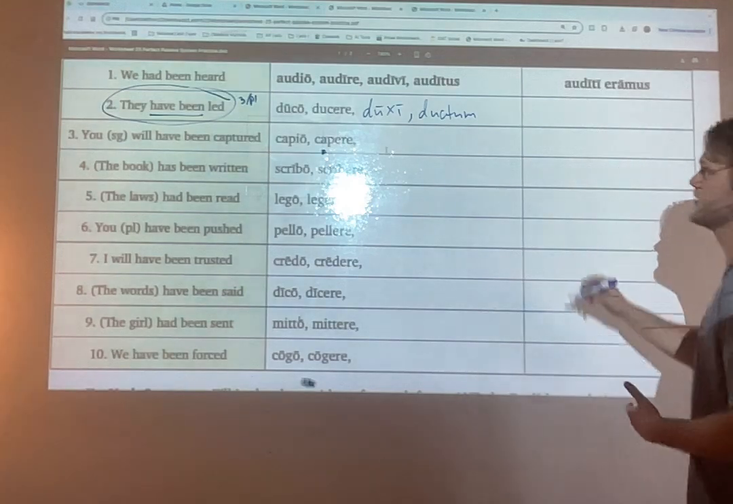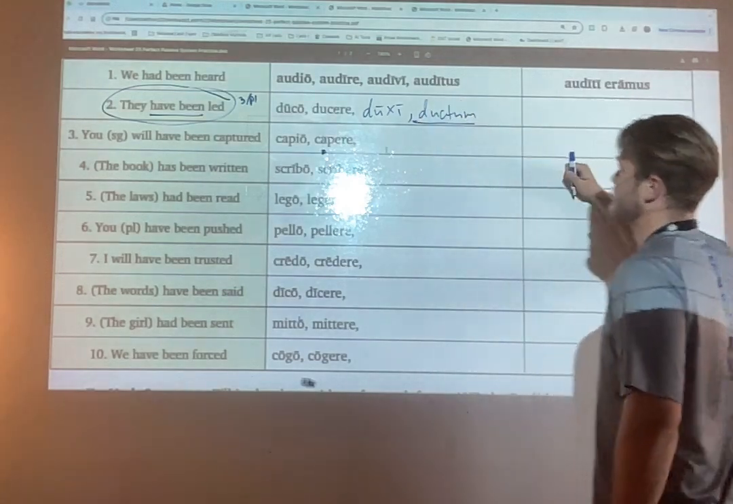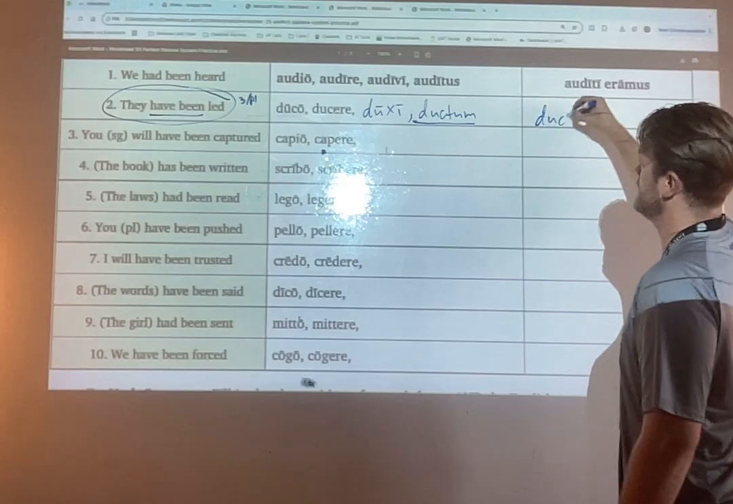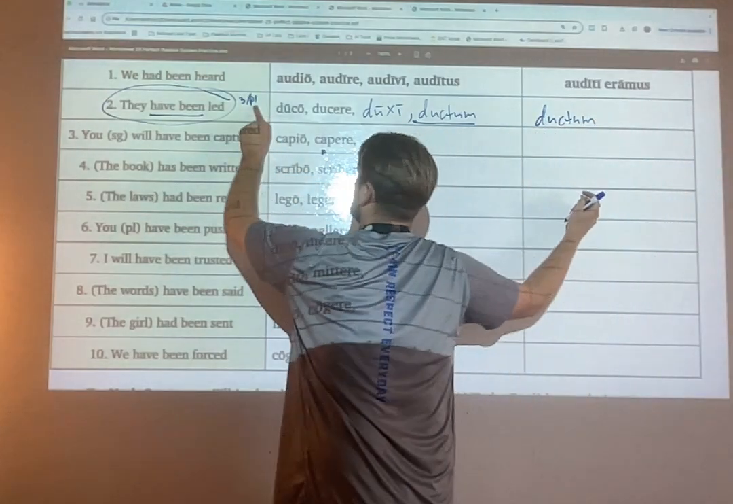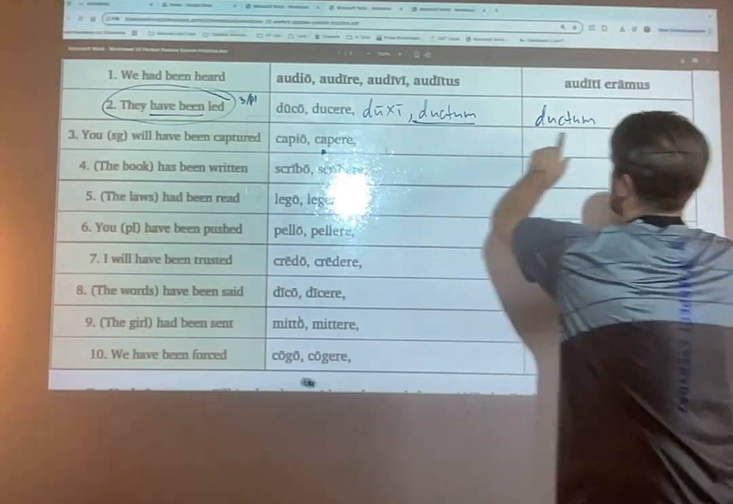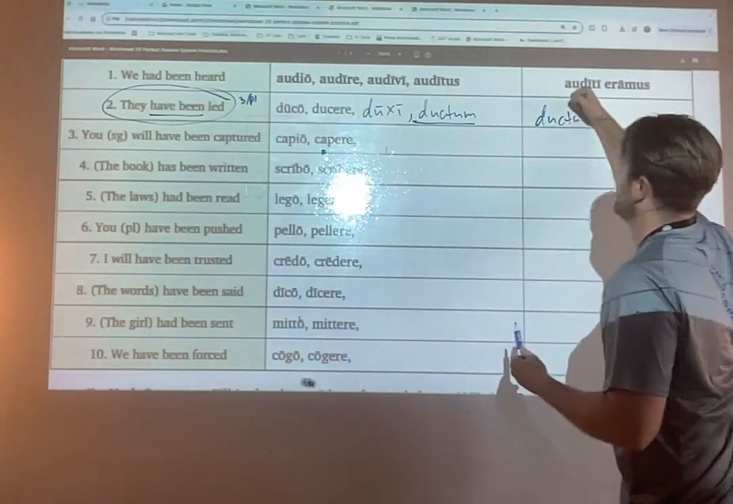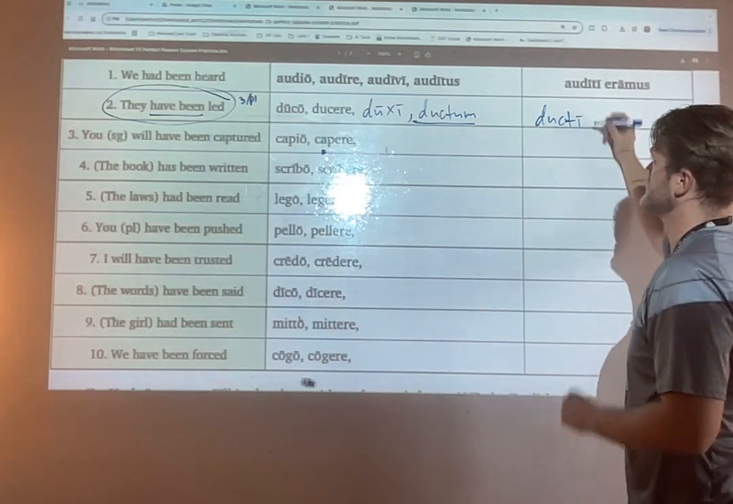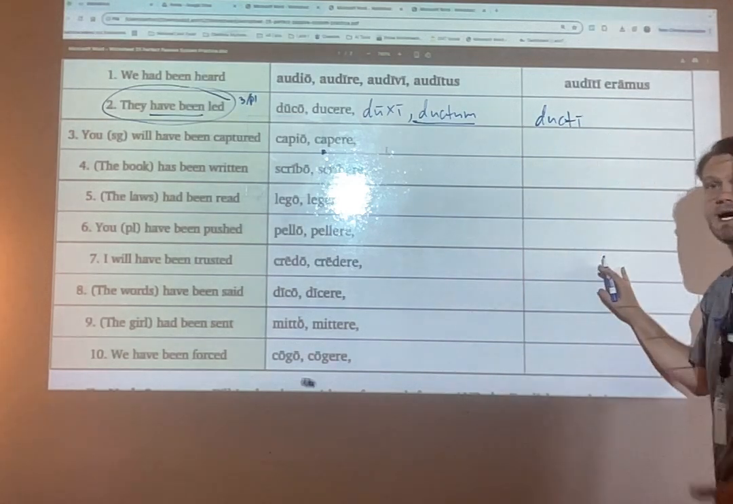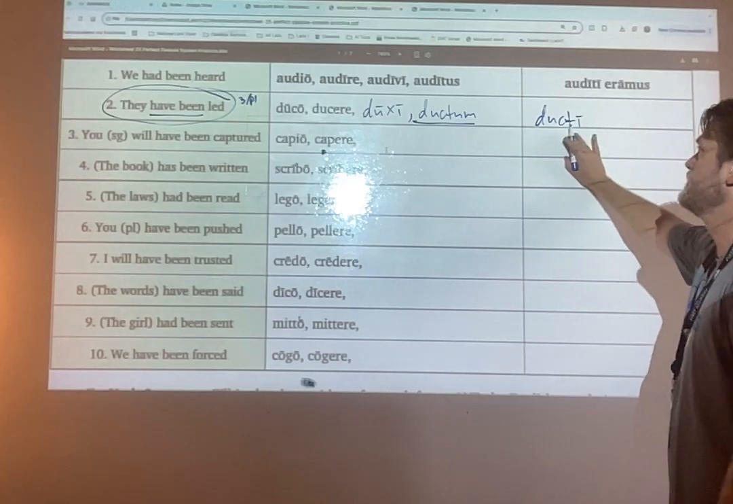Now I know that I've got to use the fourth principal part for anything that's in the perfect passive. So ductum is what I'll go ahead and put here, but I know that this is plural and ductum is singular, so I've got to change this. I'm just going to do the masculine plural, so I'm going to do ducti. If it was feminine plural, it'd be ductae. They have been led.